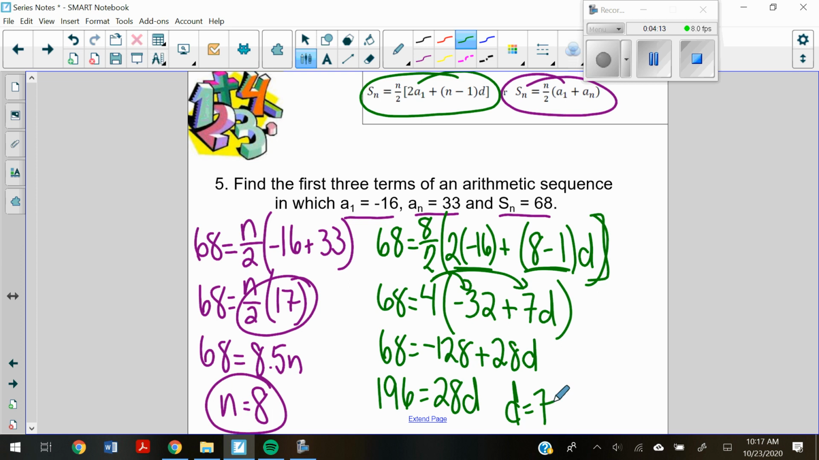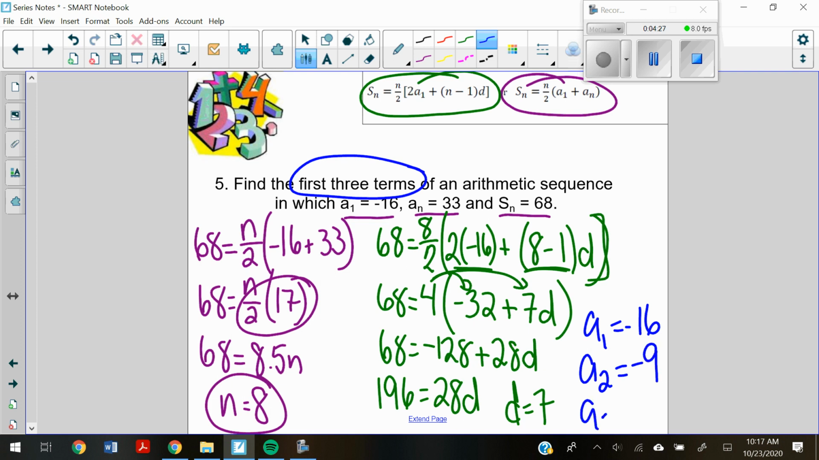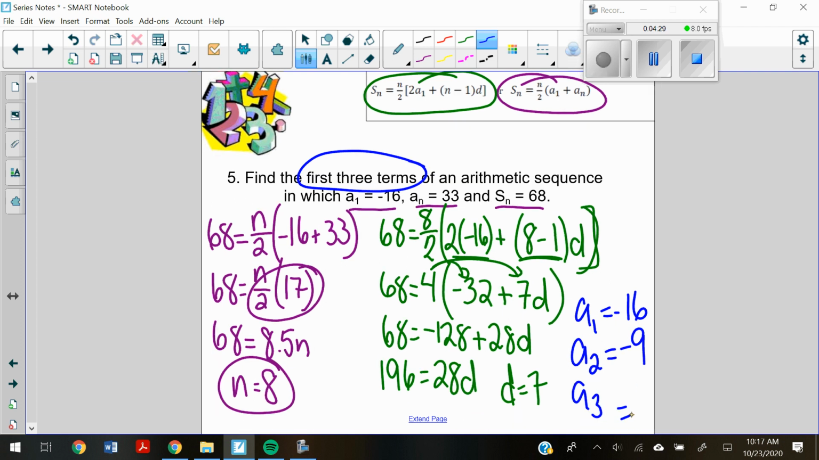Okay, whew, we're finally at the point that we can find the first three terms. So our first one they told us is negative 16. Now I'm going to add 7 to that, so we get negative 9. And then to find the third term, you're going to add 7, so you get negative 2. It was a lot of work, but not hard work to get to that next point.